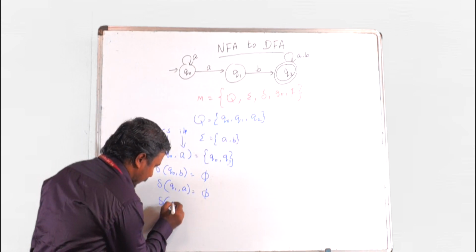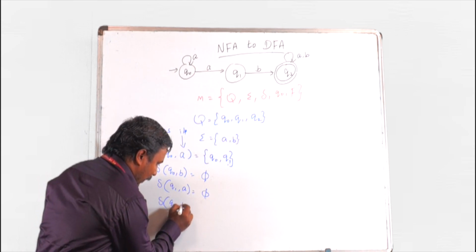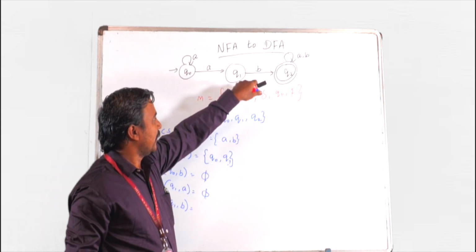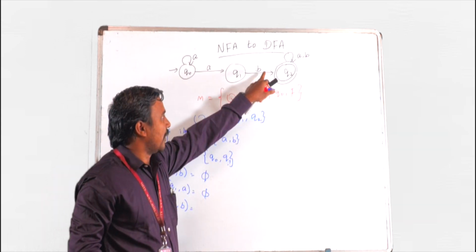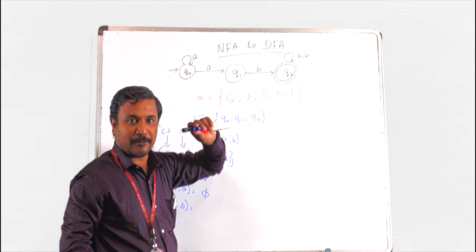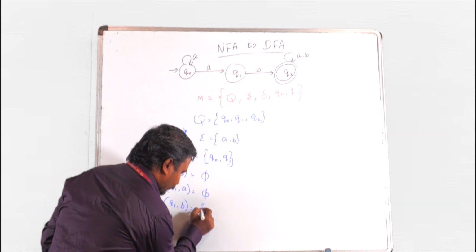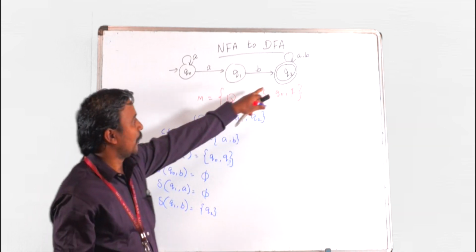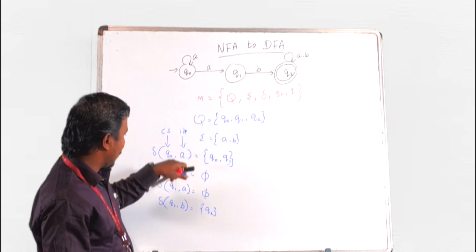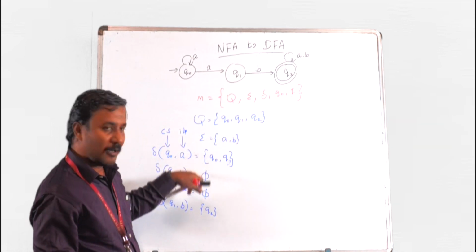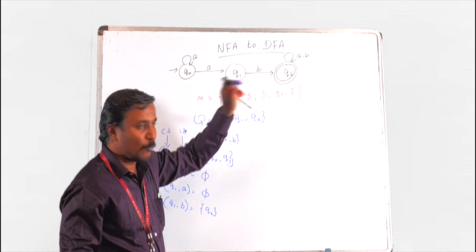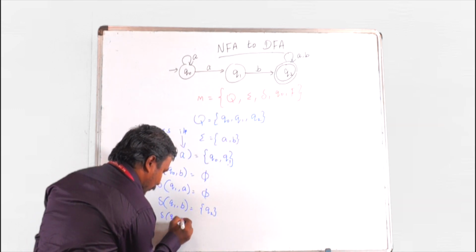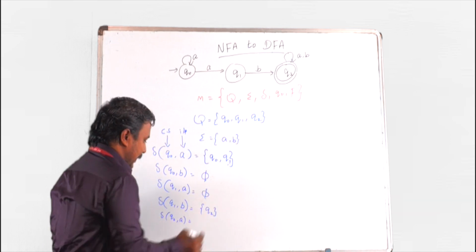The next one is delta of Q1 comma B. What will be the next state? For Q1 comma B, when we apply the B input, it goes to the Q2 state. So now we have applied Q0 and Q1 with all the possible inputs. Now we move to Q2.